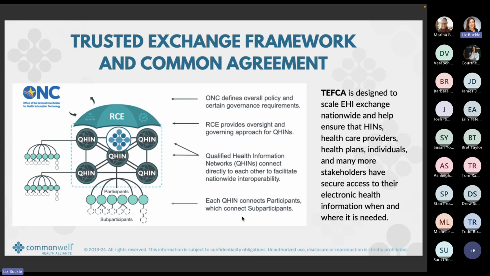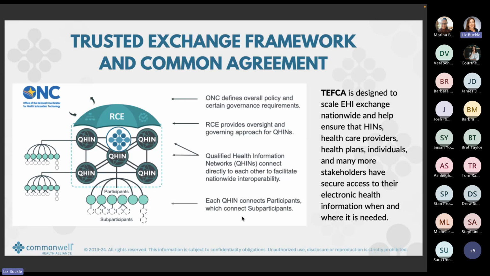And so the ONC has selected a recognized coordinating entity, or RCE, that is the Sequoia Project, which provides oversight, governance and guidance for the qualified health information networks and those that participate within them. Qualified health information networks is a type of health information network that is designated specifically by the RCE, and that has signed the common agreement. CommonWell is one of those. They work together to create this network of networks to help expand nationwide interoperability.